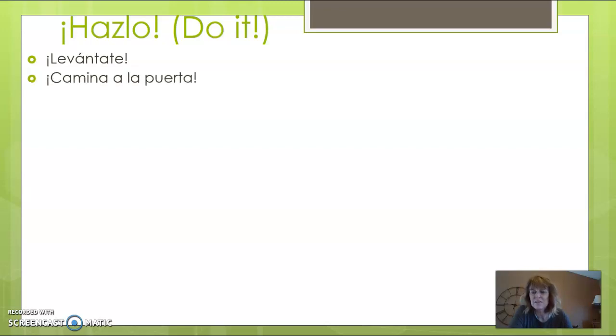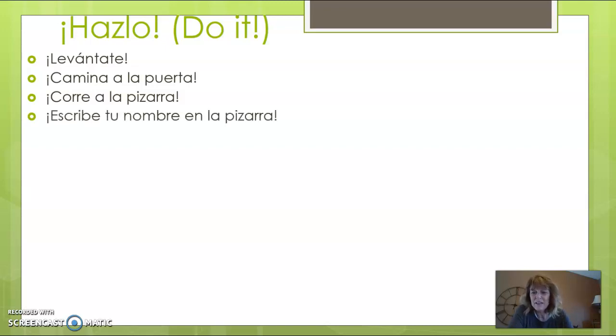Next one, then I said to myself, camina a la puerta, which I did. Corre a la pizarra, which was sort of what I did, but just al papel instead, I guess. Escribe tu nombre en el papel. Dibuja un televisor en la pizarra. Now, before we go any farther, look at what's happening here.